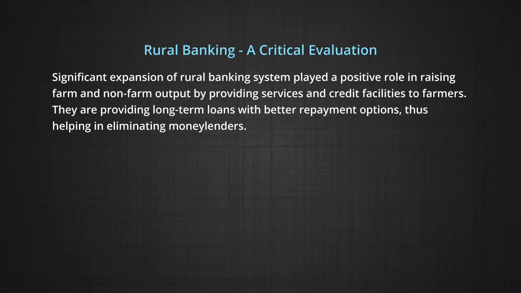Finally, come to rural banking and a critical evaluation of rural banking. Since 1969, when the nationalization of commercial banks took place, rural banking has expanded a great deal. Significant expansion of rural banking system played a positive role in raising farm and non-farm output by providing services and credit facilities to farmers. They are providing long-term loans with better repayment options, thus helping in eliminating money lenders. They also provide credit for facilitating self-employment schemes in rural areas.